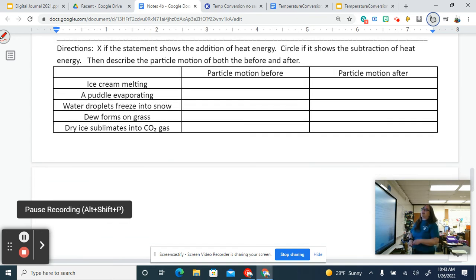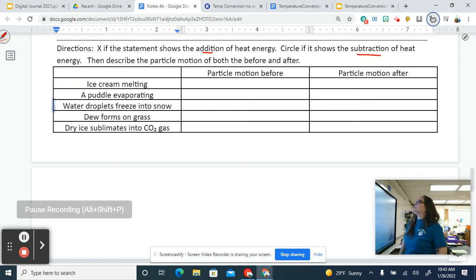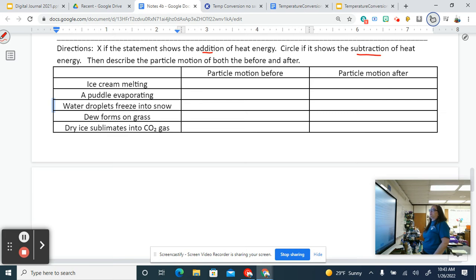All right, so last, we've got these little statements, and I want you to decide first, is it adding heat energy or is it subtracting heat energy? So we're going to put a little X if it's adding, we're going to put a little O if it's subtracting. So ice cream melting. It's going from a solid to a liquid. So that's going to be, right, adding. A puddle evaporating. So it's going from a liquid to a gas. Right, adding again. Okay, pause and do the other three.